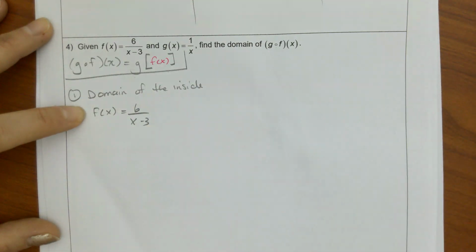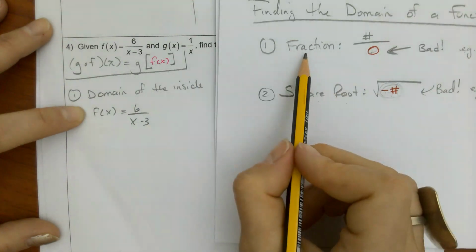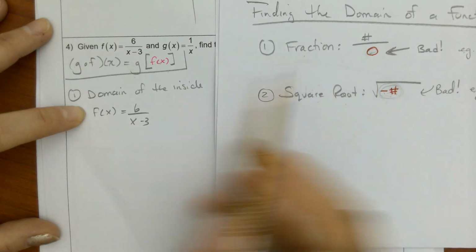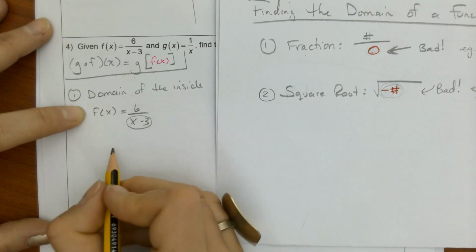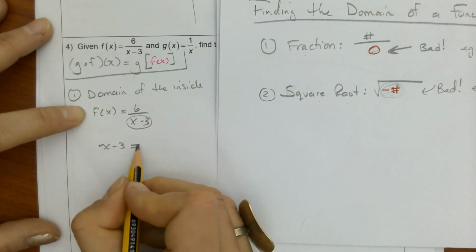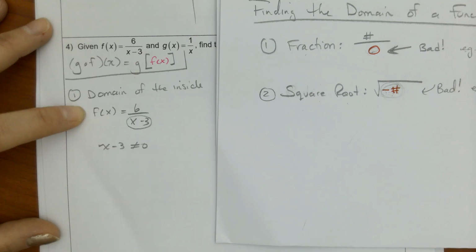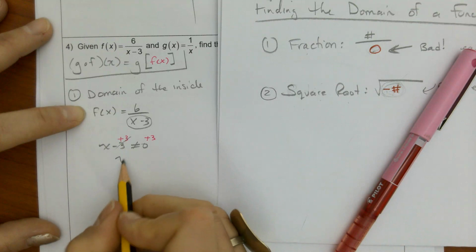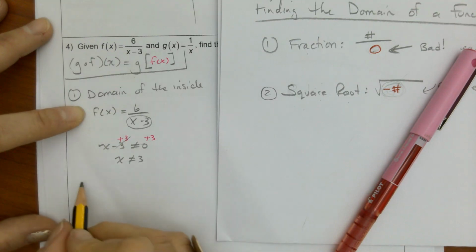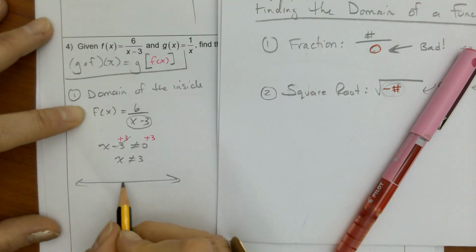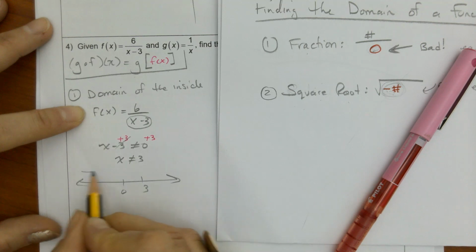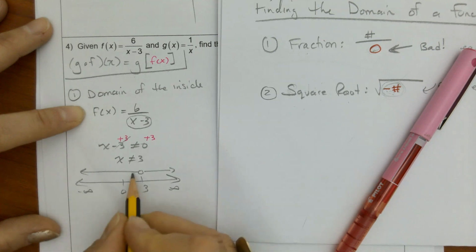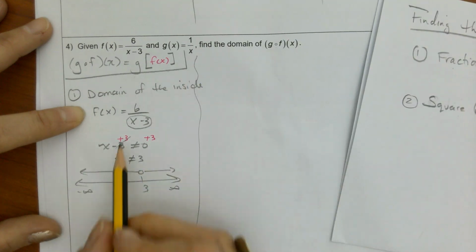So what are my problem areas? I have to look out for fractions and square roots. I have a fraction. I can't have a 0 on the bottom. So this cannot be equal to 0. That's a problem. So let's solve for it. So x cannot be equal to 3. So my answer can be everything but not 3. Okay? So there's a hole at 3 for f of x.